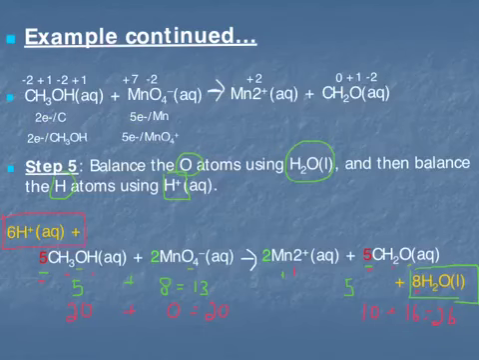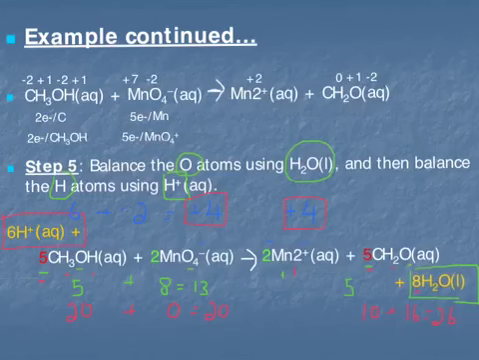Now that we have our atoms balanced, let's double check to make sure all the charges are balanced as well. On the reactant side, we have 6 positive, and 2 times negative 1 is negative 2, so 6 plus negative 2 is positive 4 on the reactant side. On the product side, we have 2 times positive 2 plus 4, and all the other molecules are neutral. So yes, we have a balanced reaction in terms of charges, positive 4 on the left and positive 4 on the right.